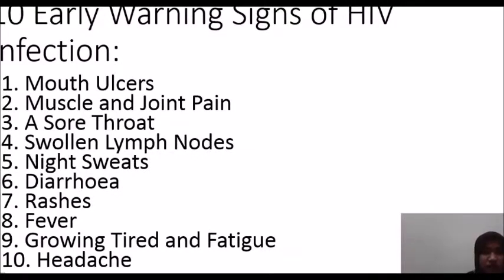The 10 early warning signs of HIV infection are mouth ulcer, muscle and joint pain, a sore throat, swollen lymph nodes, night sweating, diarrhea, rashes, fever, growing tired and fatigued for a long time, and headaches for a long period from the usual. The symptoms usually show in the early 2 weeks after the exposure and can be up to 2 months late for the symptoms to appear.